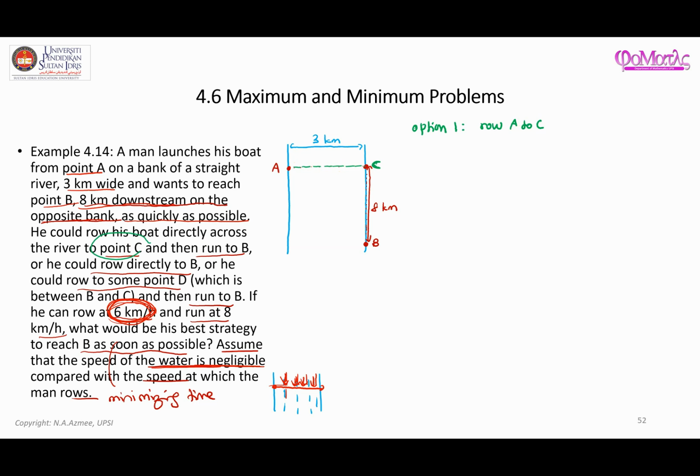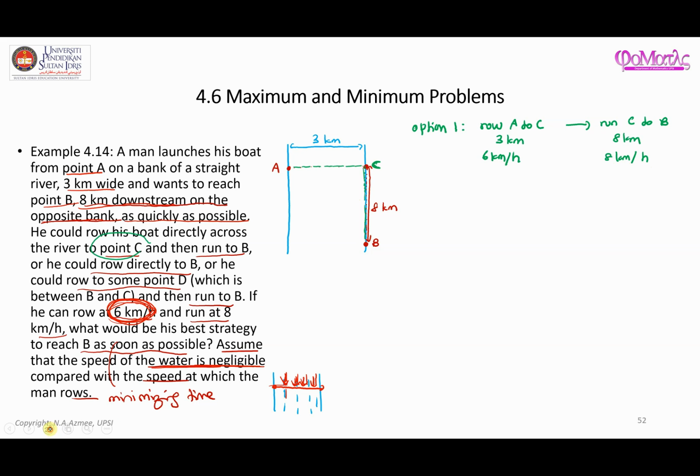Now the distance is going to be 3 kilometers. I'm going to write down all the relevant information related to this option. So row A to C, the distance is 3 kilometers that he needs to cover, and the rowing speed is 6 kilometers per hour. Once he's done that, he's going to run from C to B, and the distance that he needs to cover is 8 kilometers, and he's going to do that with a speed of 8 kilometers per hour. So that's the first option, and then run to B.